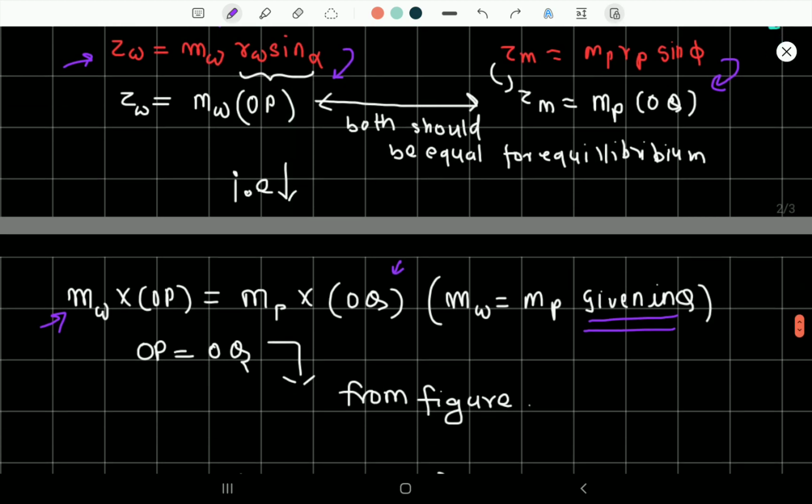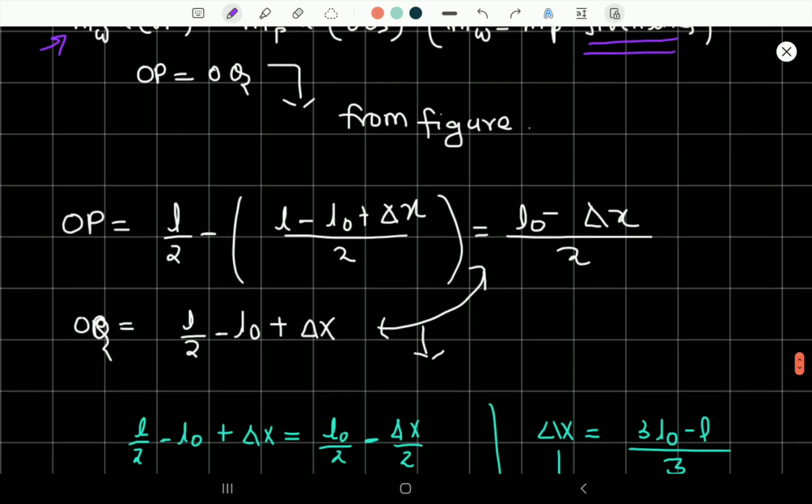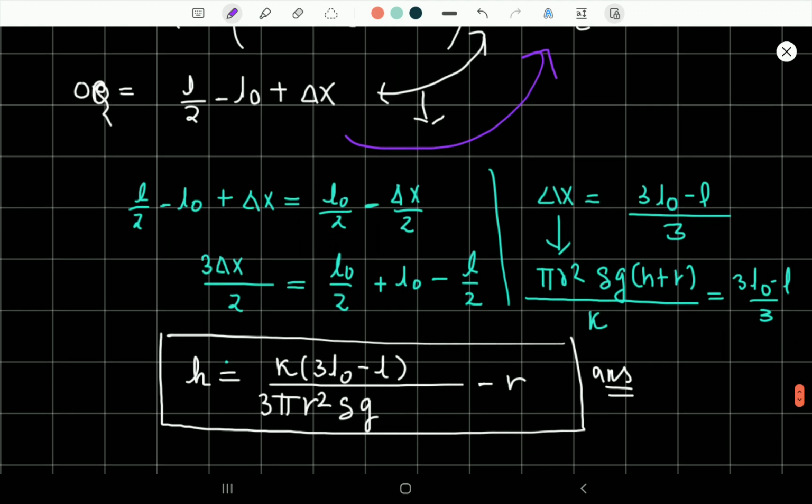Now here from the figure we can write all these things: OP would be this, and similarly we would write OQ from the figure. Now equating both of them we can write the final answer. The calculation has been done here. The final answer would be this, the value of H would be this.